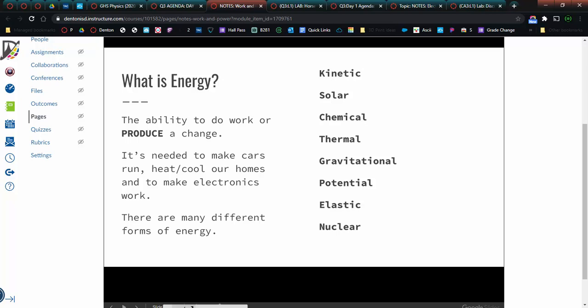So what is energy then? Because work is the transfer of energy. Well, what the heck is energy? Well, energy is the ability to do work. That's a very circular definition. I like to say energy is the ability to produce a change. Right? And so there's many types. There's a list up here. That's not a complete list. I'm not going to sit here and list out all the different types of energy.